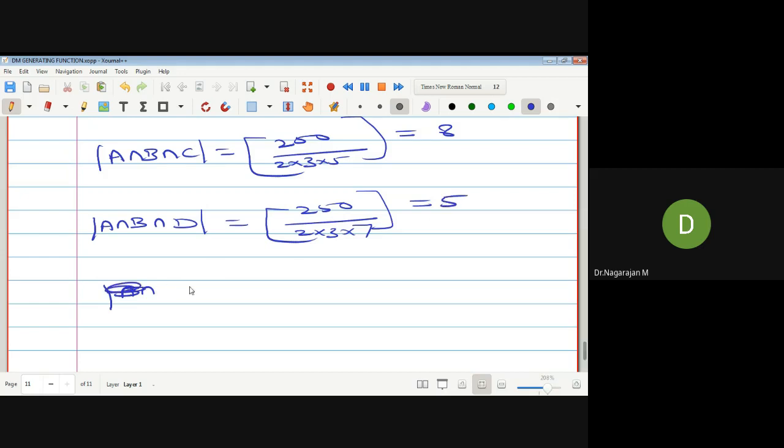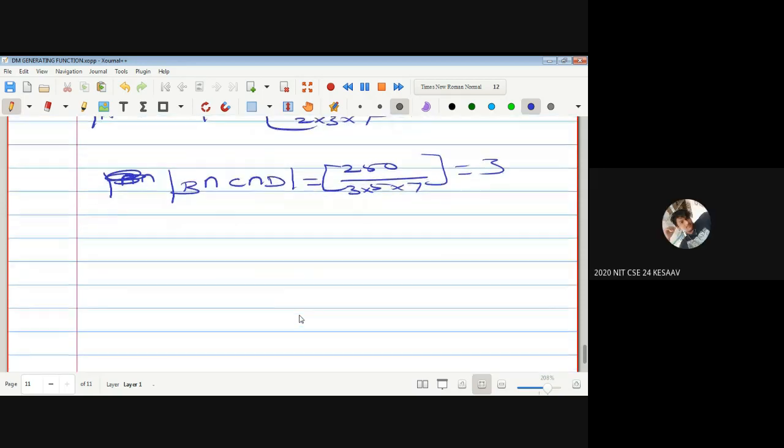So next result, combination of 3. Next, B intersection C intersection D. Then what is the result? 250 divided by 3 into C value 5 into 7. 3.5, sir. Yes, 3. And what is the last one? 4 combination. A intersection B, C, D. Yes, it's completed.